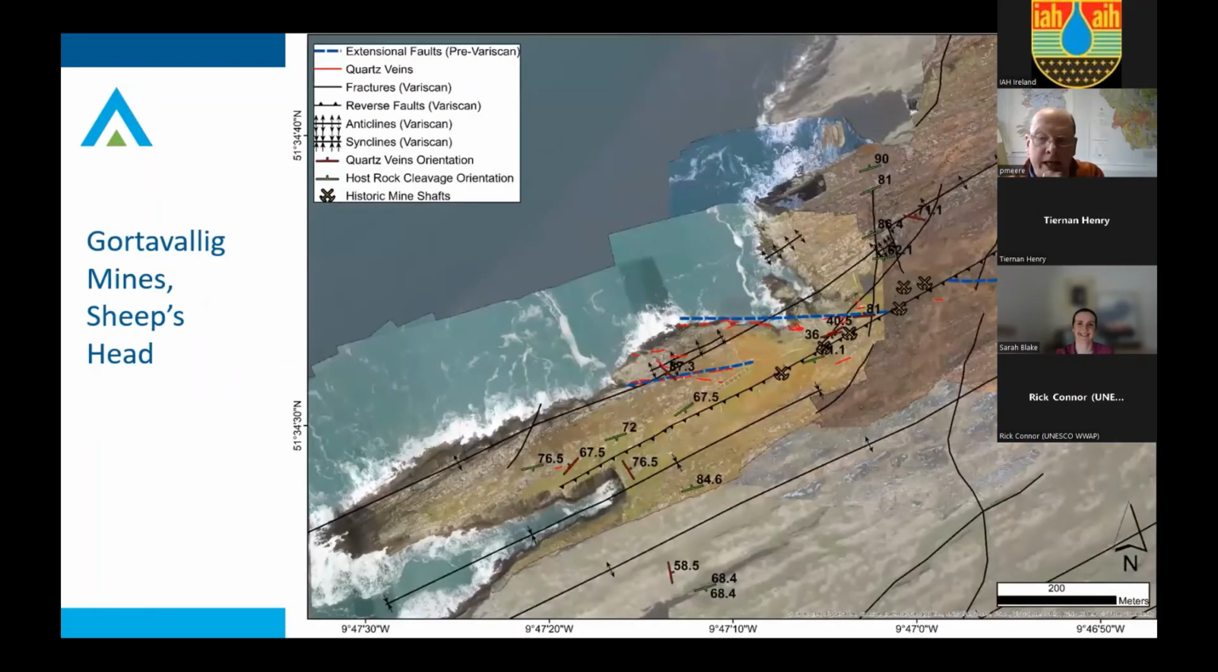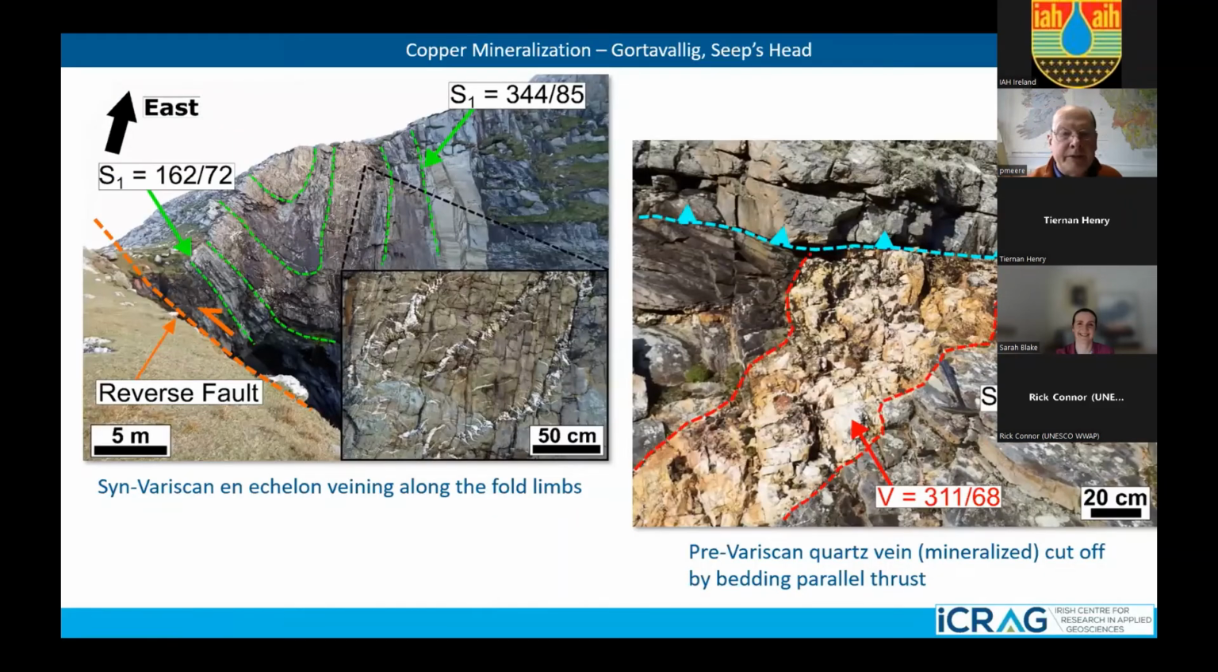So this is Gortavalig. Again, I'm not going to go too much into detail here, but again, your classic northeast-southwest structural trend, Variscan trend. This is one of these early basinal veins, offset by a high angle reverse fault. Here, this is what it looks like in the field.